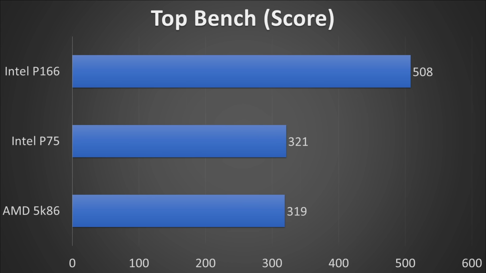Let's move on to Top Bench. And this test shows that the AMD and the Intel Pentium are identical at the same clock speed. The Pentium 166 is a lot faster, but it does not double in speed, which one might expect. I have 3 more benchmark slides.